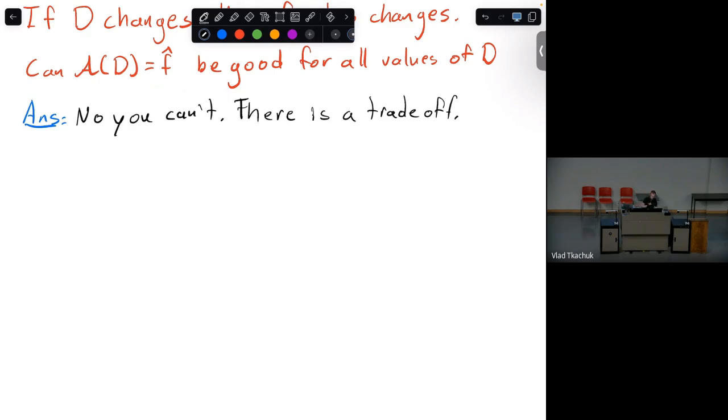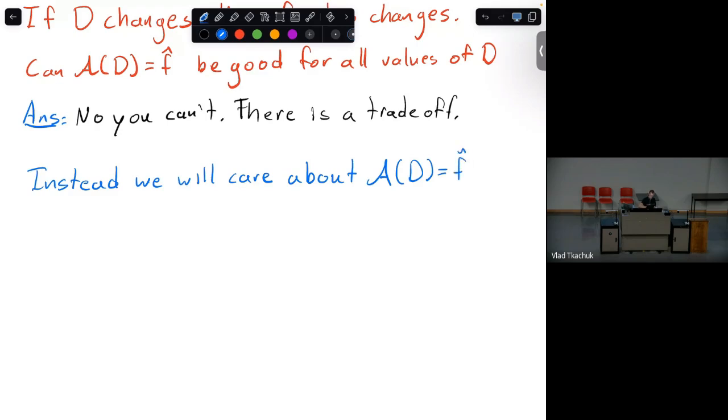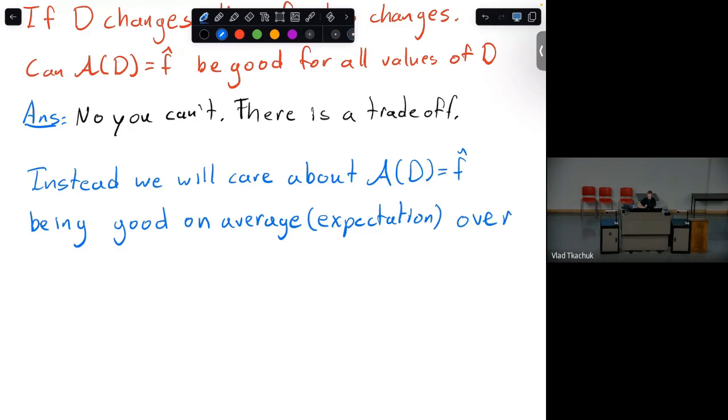So here's the answer. Instead, we will care about A of D, equal to F hat, being good on average, or in expectation, which is the actual correct thing. Over what? Over data sets. So this is different than what we had before, which was over the feature label pairs that we're going to see in the future.